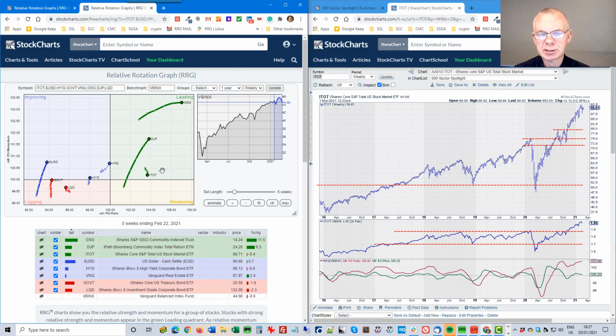Especially the fact that the tail on ITOT is very short. It's one of the shortest on the canvas, together with HYG and LQD, but it's way shorter than the commodity tails, dollar and GOV. So short tails mean not a lot's going on, low momentum, low power, and to the right means uptrend, and to the left means downtrend. So ITOT is in a relative uptrend versus the benchmark. At the moment, not with a lot of power. Actually, it's losing a little bit of power, but that's not going very fast. So we're going to stick with our preference for stocks for the time being.